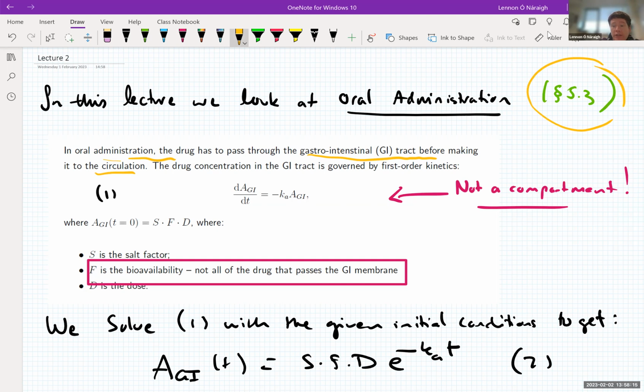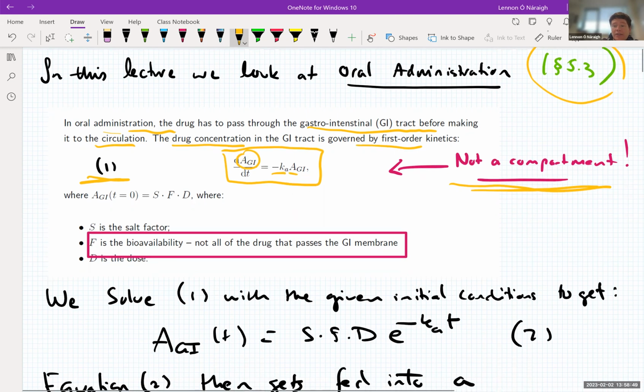Inside the GI tract, the drug concentration, or really the amount of the drug in the GI tract, is governed by first order kinetics. So the rate of change of the drug amount is minus Ka times AGI, where Ka is a rate constant. Crucially, this equation 1 for the drug amount in the GI tract is not for a compartment. So the GI tract is not considered as a compartment in this type of model.